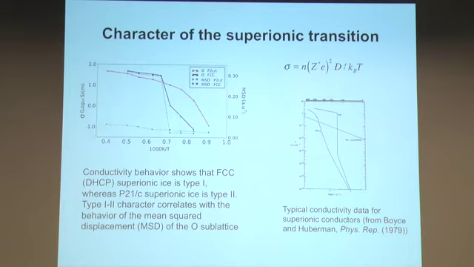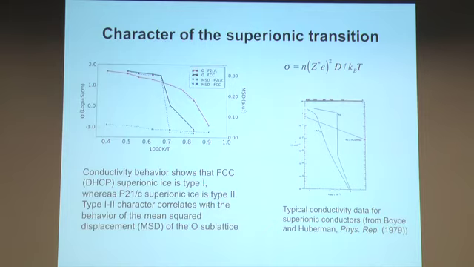and one can see that there is a quite different behavior in the way the conductivity goes across the transition in the case of this higher pressure structure, this P21C, and this FCC, in which there is a jump. This is in the superionic literature. The presence of a jump is what is called the type 1 superionic system, and this continuous transition is associated to what is called the type 2 superionic system.